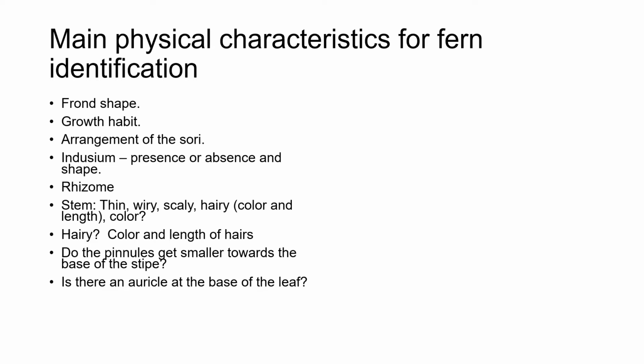We'd look at the stems. Are they thin, wiry, scaly, hairy? What's the color and the length of the hair? And do the pinnules get smaller towards the base of the stipe? And is there an auricle, or an ear-shaped lobe, at the base of the leaf? So let's look at a few of those in a little more detail, and we'll be talking more about these in our lab as well.